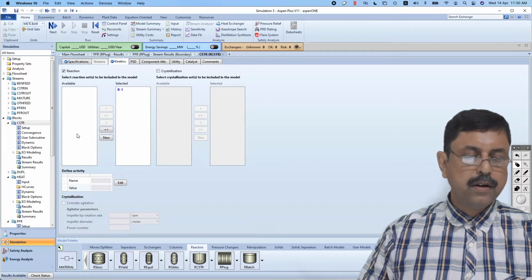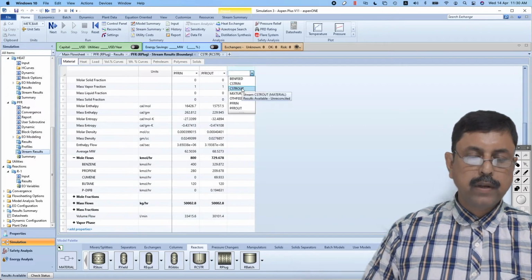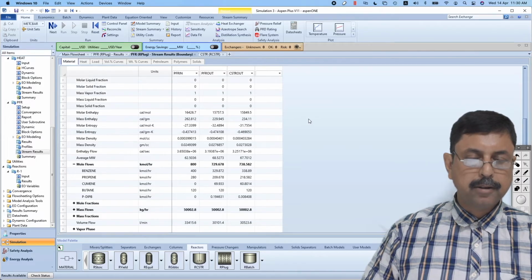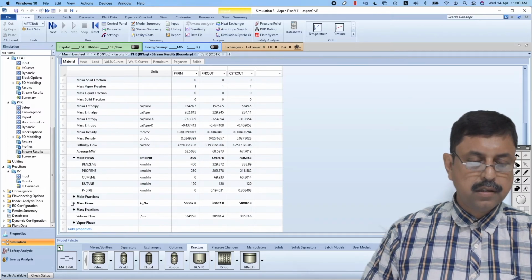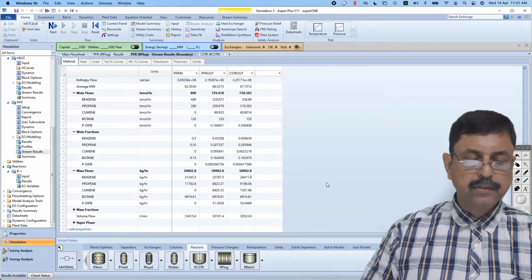Okay, now you can just go and check the results. We can add in CSTR out over here so that you can compare the PFR out and CSTR out side by side to check which one is better. So temperature and pressure, obviously there is no change because you have set it.